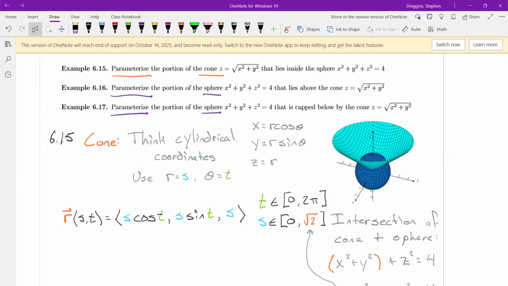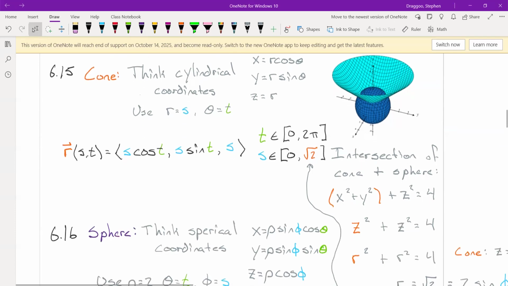So I found that thinking about cylindrical coordinates is pretty nice for parameterizing cones. So the two options for r and theta, or my two parameters, s and t, should match up to r and theta.